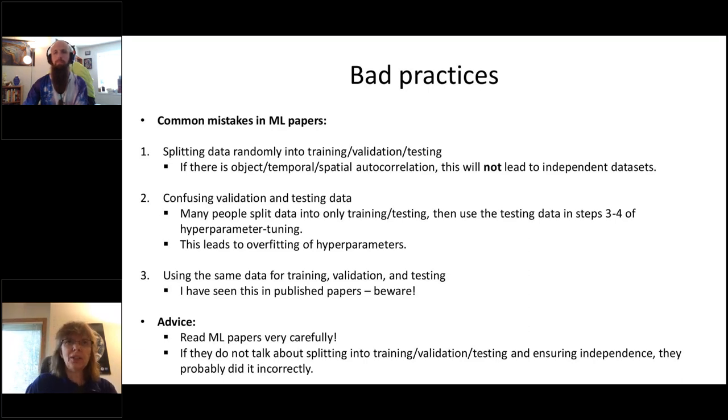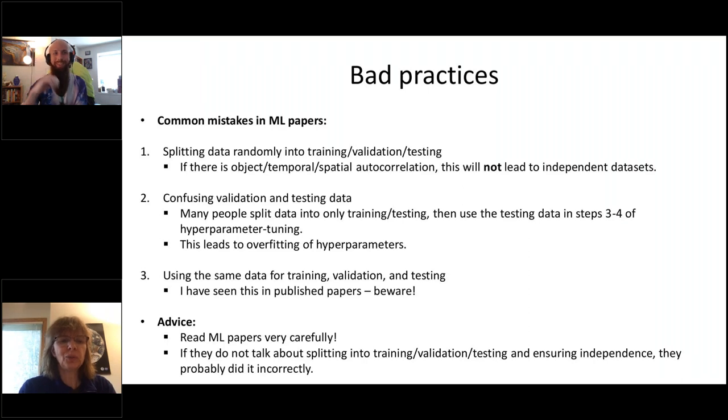So that's one tricky thing to remember for earth sciences again. And so you will see papers where people do not split things properly. And so that is really not a valid analysis then. Confusing validation and testing data, and I'm telling you, I've done it before. It happens very, very easily.